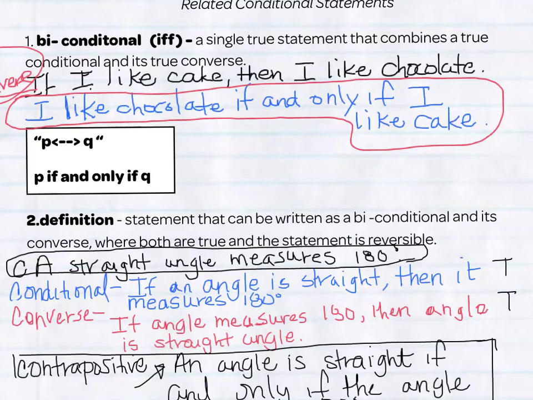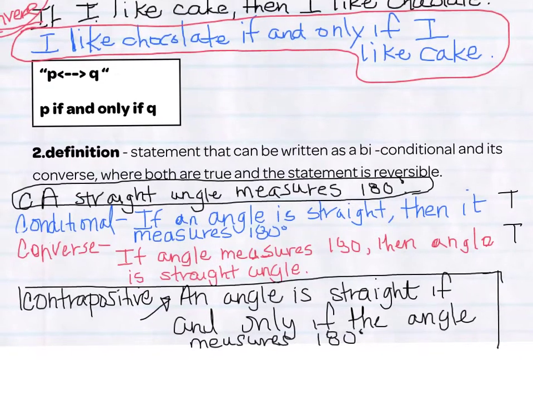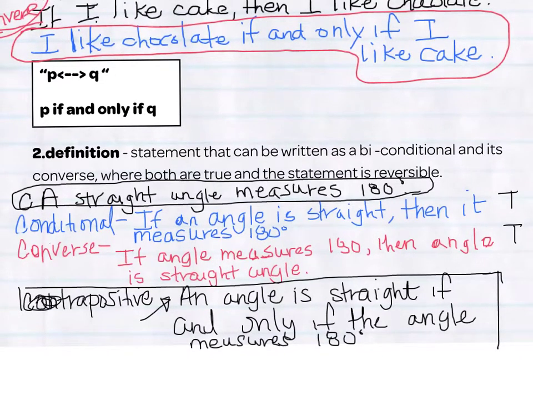You can now write a biconditional statement, and that's what I've done here. The biconditional says that an angle is straight if and only if the angle measures 180 degrees. So that's how we do it, and we know that this is a good definition. That's how you base your decision: you can write a conditional, write its converse, they both must be true, and then combine them into a biconditional. That'll make a good definition.